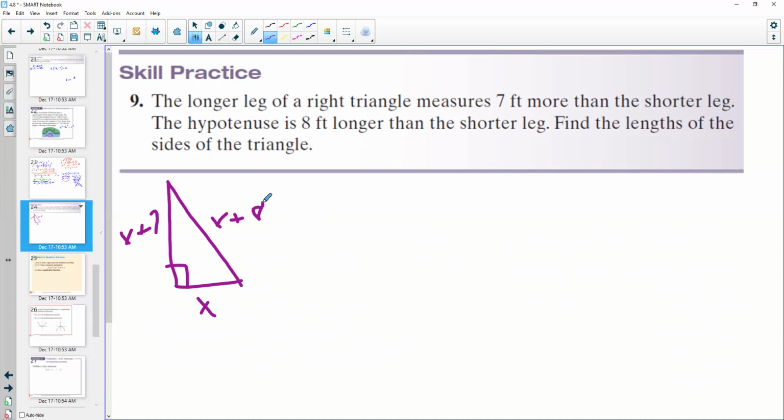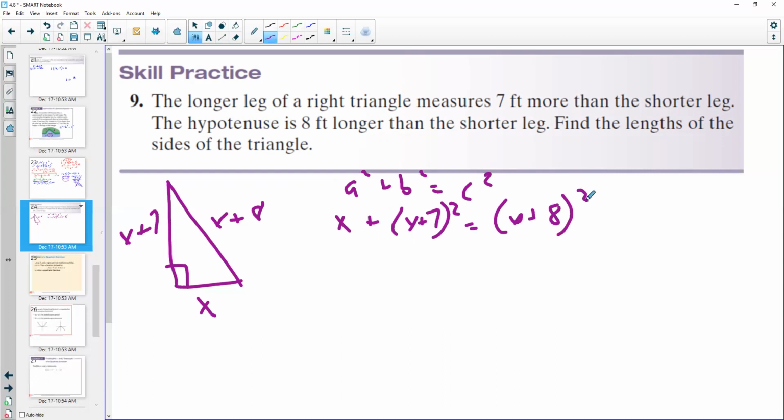Okay? So now, how does this work? A squared plus b squared equals c squared. x plus 7 squared equals x plus 8 squared. Remember, at no point are you allowed to distribute that exponent. Do not. It's a bad, bad, bad move. FOIL and FOIL. All right, work it through. You should get x is equal to 5. Let's see what happens. Okay, I have faith in you.